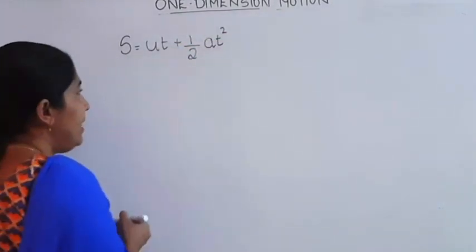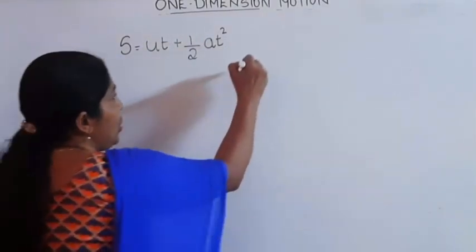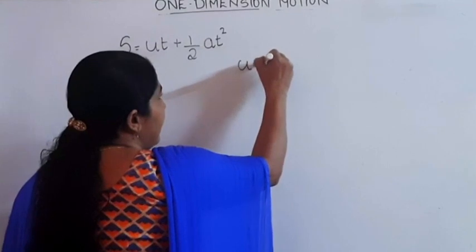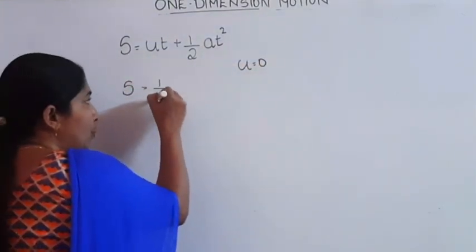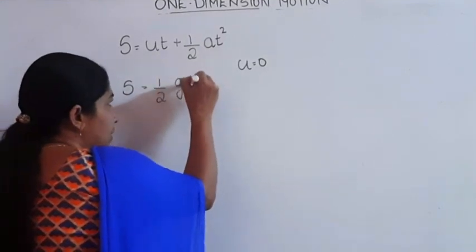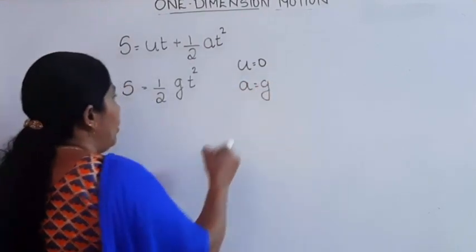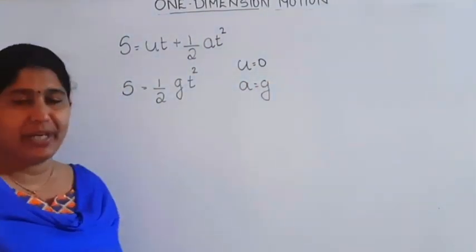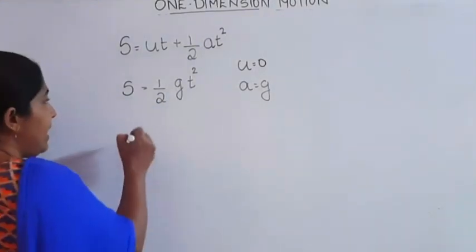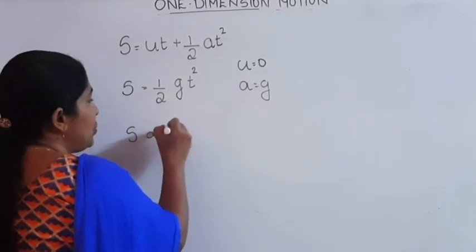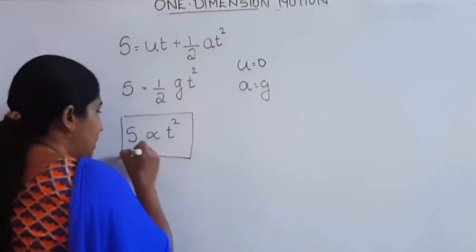We already discussed the displacement, and the equation for the displacement of the body is S equal to ut plus half at square. In the case of a dropped body, initial velocity u equal to 0. In that case, displacement S is equal to half into g into t square. Here a is equal to g, therefore S is equal to half gt square. Here g is a constant, therefore S is directly proportional to t square. This is the equation for the displacement of the body.